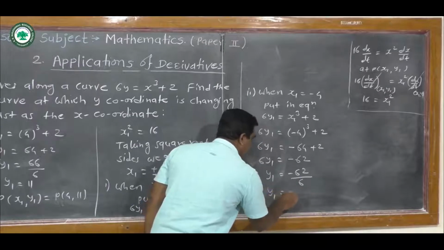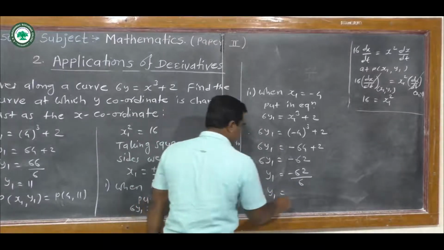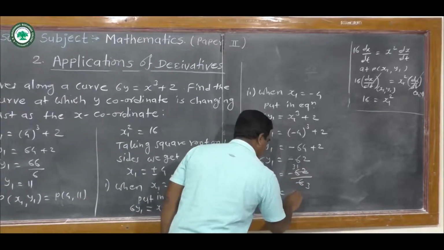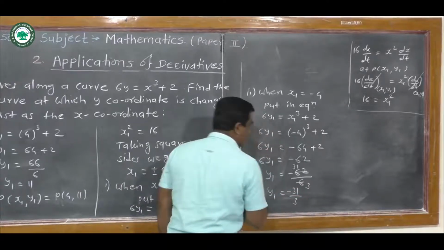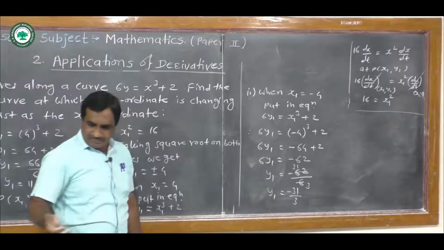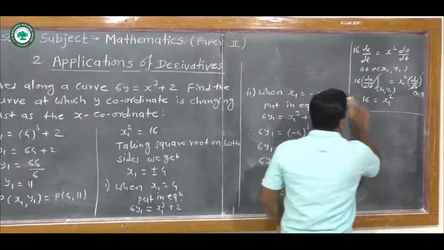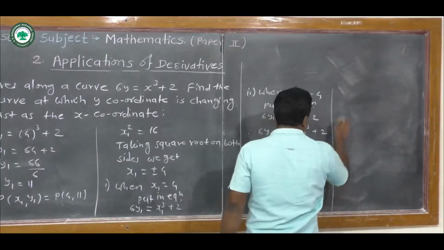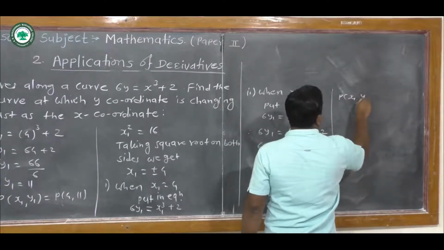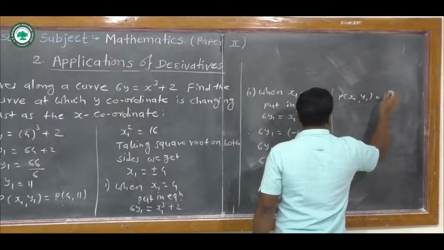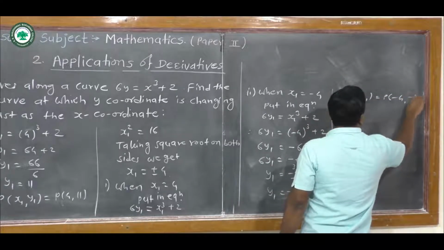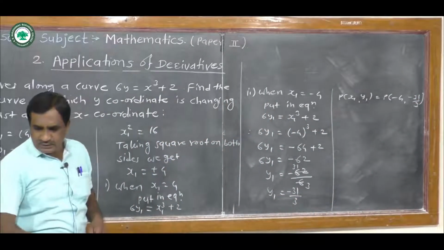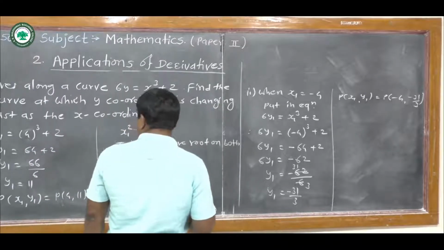That is y1 equal to, 2 3 are 6, 2 3 are 6, 2 1 are 2, that is minus 31 upon 3. That is, we get the second point here. The second point is P(x1, y1) is equal to P(minus 4, minus 31 upon 3). That is, we get 2 points.